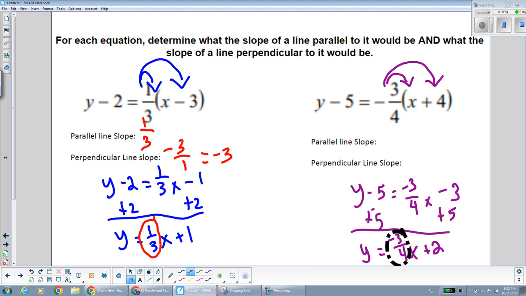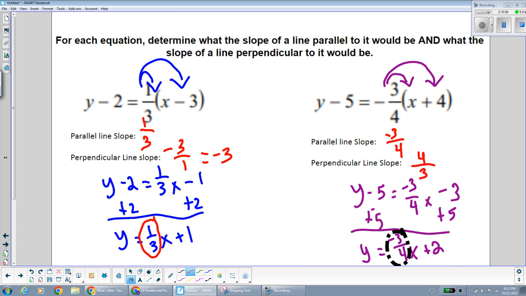So the slope of the line parallel to it would be the same thing. Parallel lines have equal slopes. The perpendicular line slope would be the opposite reciprocal. So flip the fraction and change the sign. If it was negative to begin with, now it's positive.